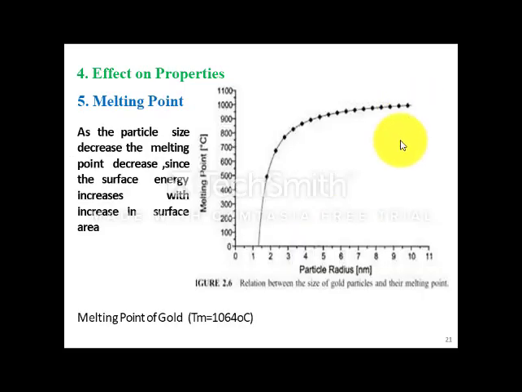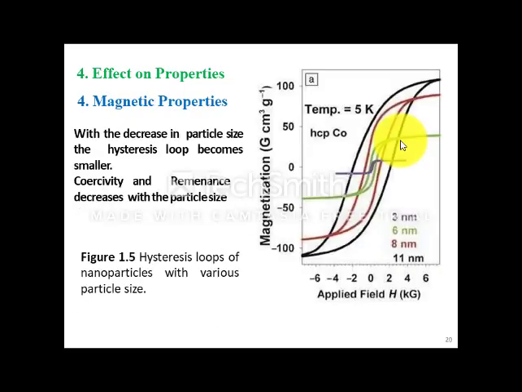So after coming back during the hysteresis loop measurement, when we go back from a higher applied field to a lower applied field, the hysteresis loops persist. They do not change abruptly. So this is hysteresis. Here we can see that with the decrease in particle size, the hysteresis loop becomes smaller.